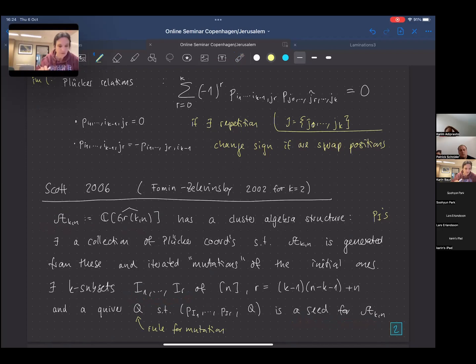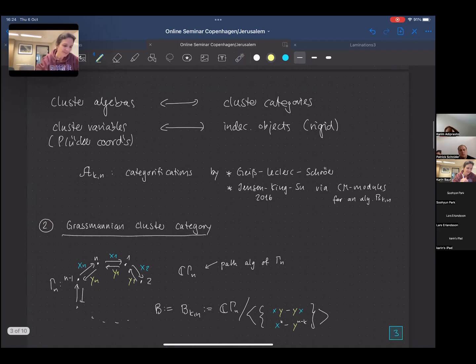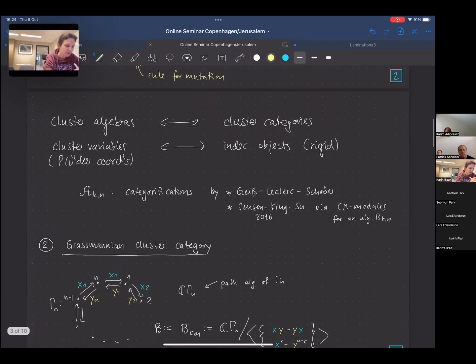But I'm interested more in the categorical side. So we have cluster algebras, which were introduced by Fomin and Zelevinsky around 20 years ago. And these are commutative rings with a distinguished set of generators and then this mutation rule or an exchange rule to produce more and more variables, not just this distinguished set, and generate this ring.